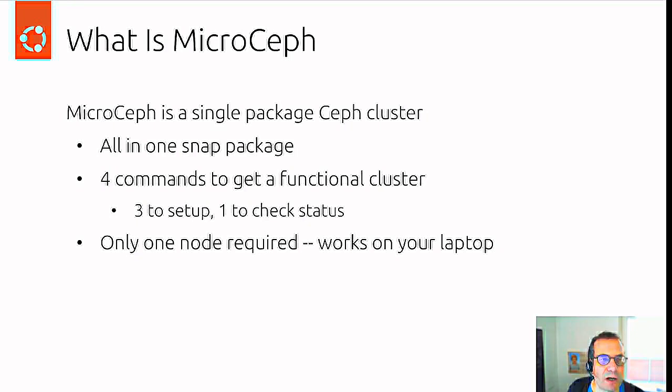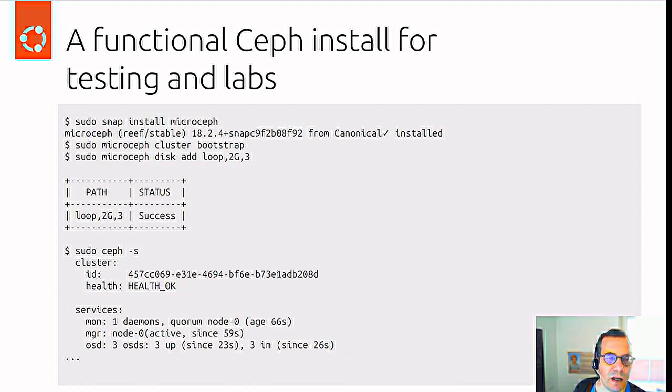What is MicroCeph? MicroCeph is a single package Ceph cluster. It's an all-in-one snap package, 4 commands to get a functional cluster, 3 of them set up, and 1 to check status. And only 1 node required. It works on your laptop. Functional Ceph install as an example. This would be useful for testing and lab installations.